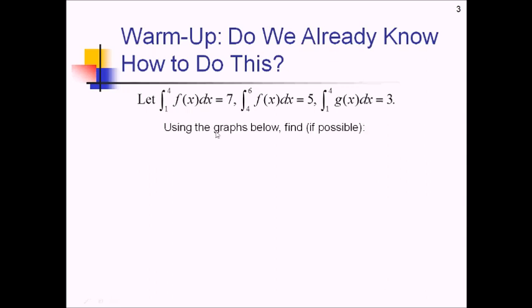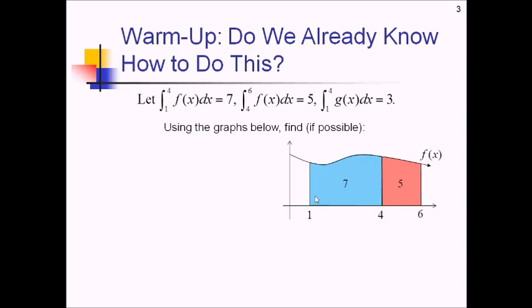Let's further suppose that we have the following graphs. So we have f right here. So here's the integral from 1 to 4 with the area of 7, integral from 4 to 6 with an area of 5. And let's say we also have a graph of the g function. Integral from 1 to 4, again, the area is 3 on that one.